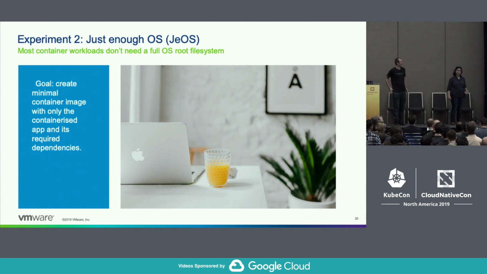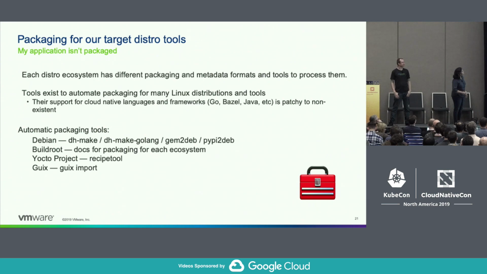Okay, so our second experiment is to make a container with just enough to run the app. So the app and all of its dependencies. And what we found is that when we get to this situation, our steep learning curve becomes steeper because each of these distros are a different ecosystem and they have different ways to express your metadata, different ways to express how you want to build, and different infrastructure to package your application.